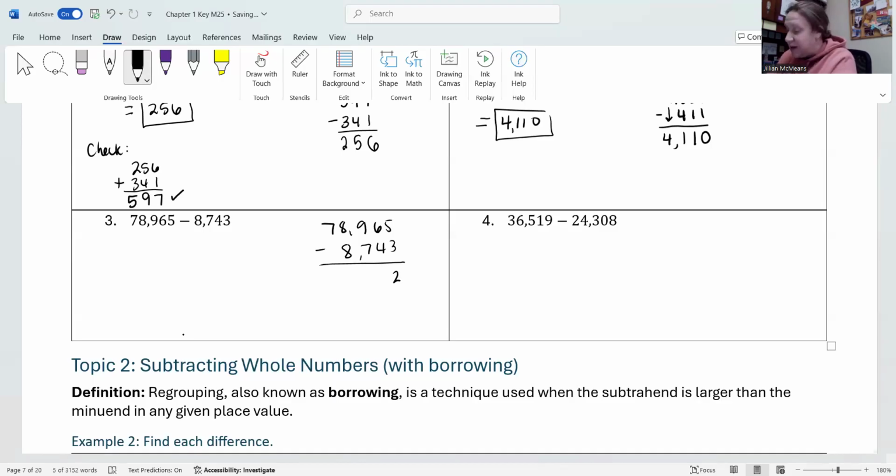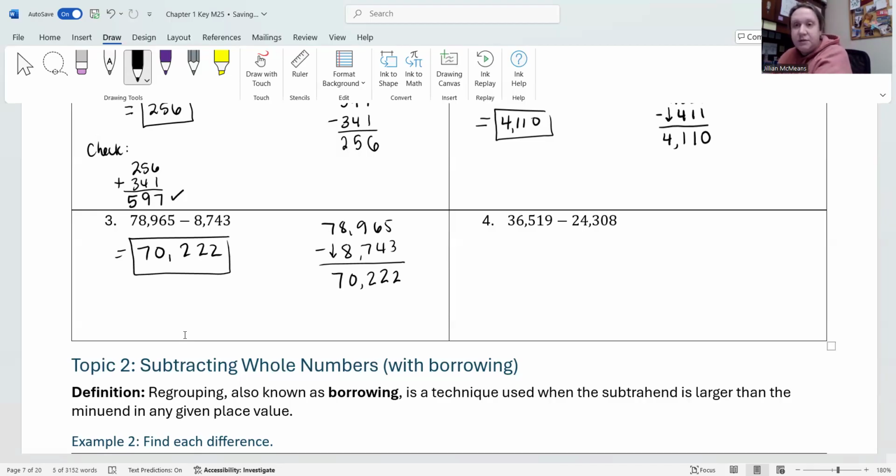6 minus 4 is 2. 9 minus 7 is 2. Go ahead and throw in your comma. 8 minus 8 is 0, and then there's nothing to subtract from the 7, so we just bring it down. So we would say the difference between 78,965 and 8,743 is 70,222.